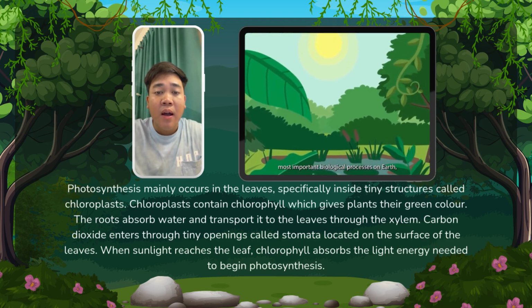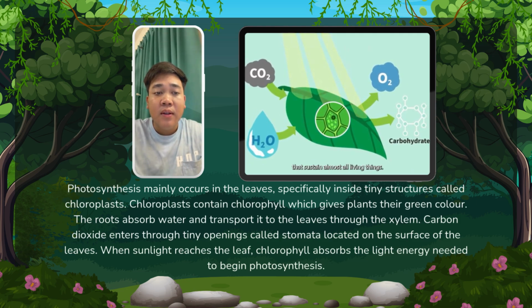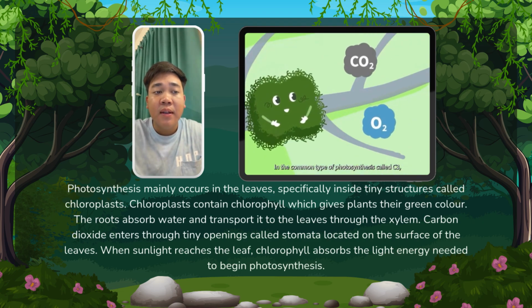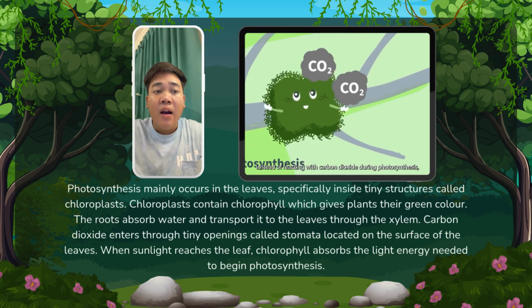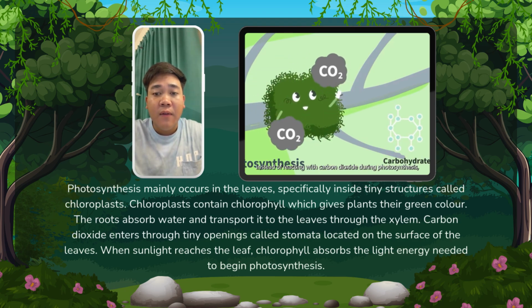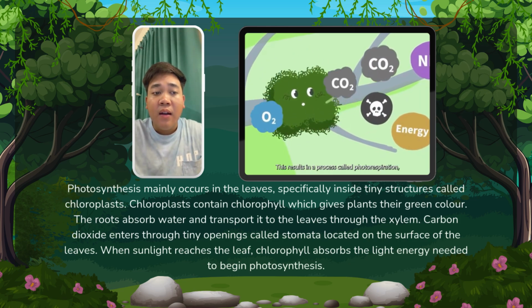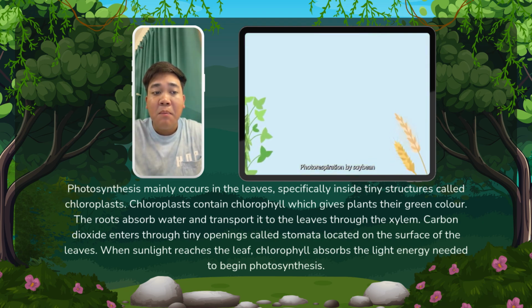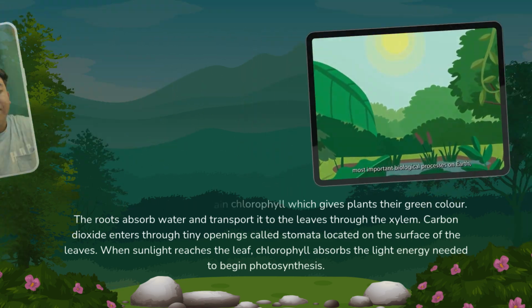Photosynthesis is one of the most important biological processes on Earth, generating the energy and oxygen that sustain almost all living things. But did you know there's more than one type of photosynthesis? In the common type of photosynthesis called C3, the most important molecule is rubisco. When exposed to air from the atmosphere, instead of reacting with carbon dioxide during photosynthesis, it can react with oxygen instead, producing toxic compounds. This results in a process called photorespiration, which wastes carbon and nitrogen. Photorespiration by soybean and wheat crops in the US accounts for a total loss of 148 trillion calories. Photosynthesis is one of the most important.